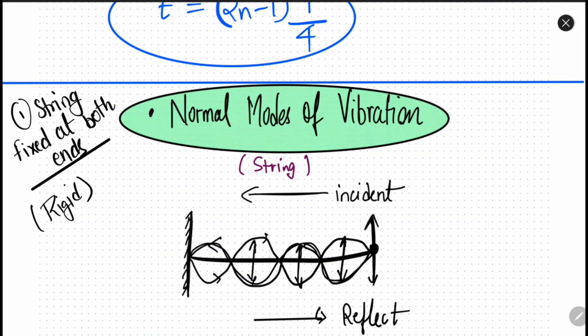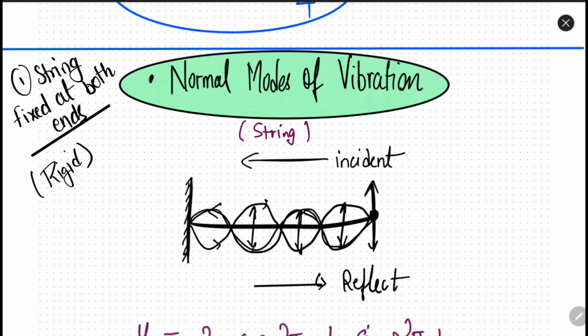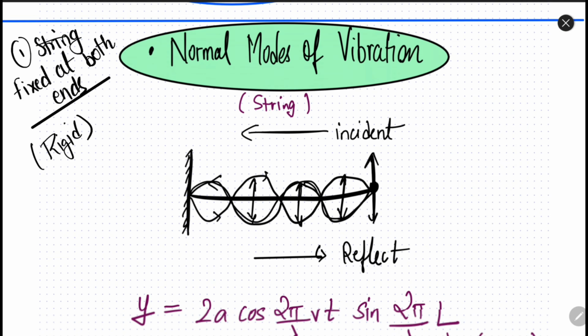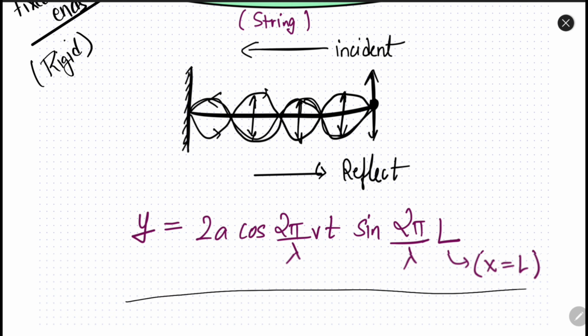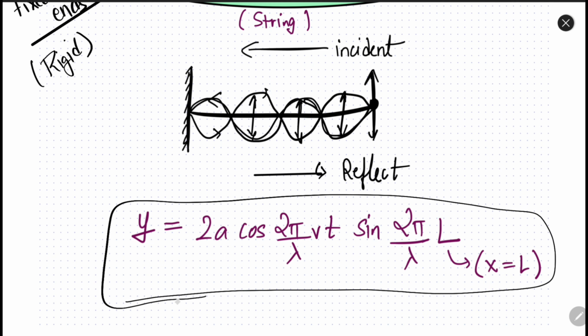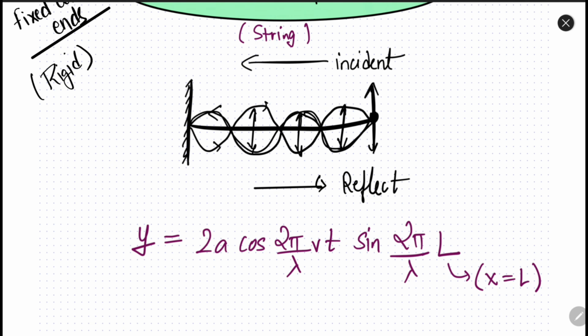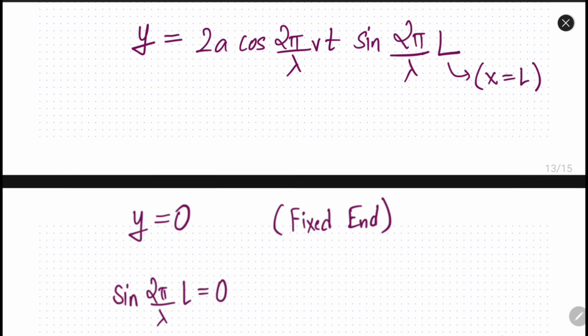So when we have strings which are fixed at both ends, we have the case of rigid vibration. In that case we know the equation, we discussed it in the previous class as well. Okay, this is the equation that we got. Now let's suppose that at the place of x we put L, the length of this string.